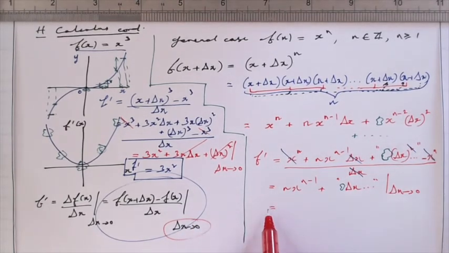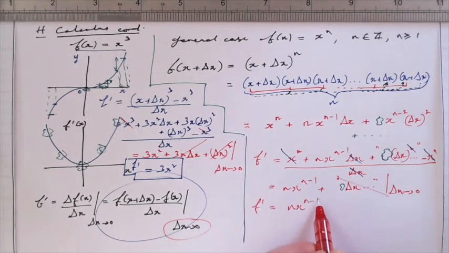And when we take delta x to 0, all this stuff, hasta la vista, gone. And we have our final result, that the derivative of x to the n is this beautiful thing, n x to the n minus 1.